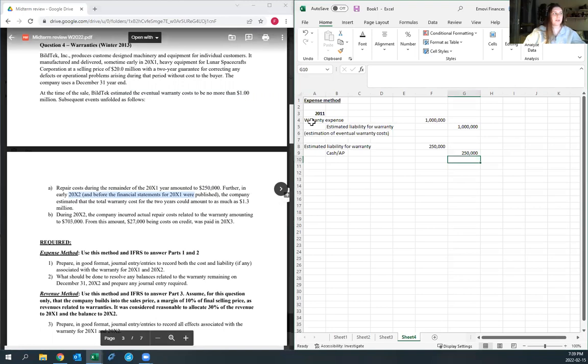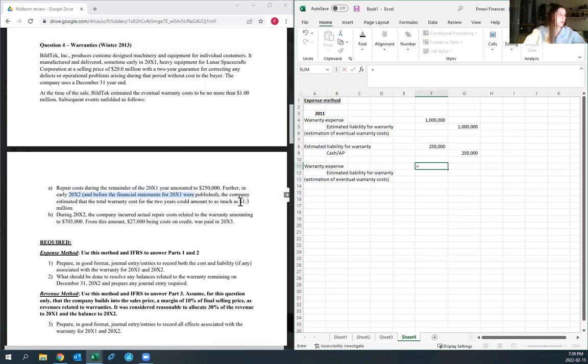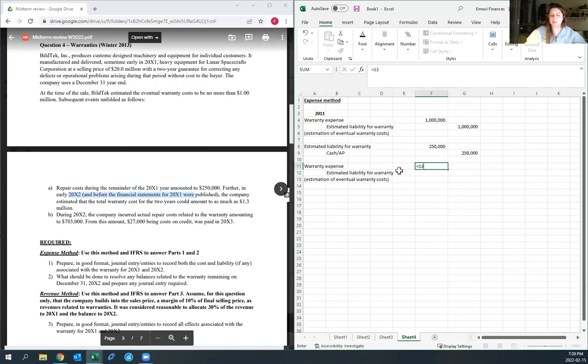So I'm going to reuse that same transaction here. And instead of putting 1 million, the expected warranty costs for 2012 were 1.3 million. So that's what I'm going to put down. And here it's because we knew the estimation for the release of the 2011 financial statements.